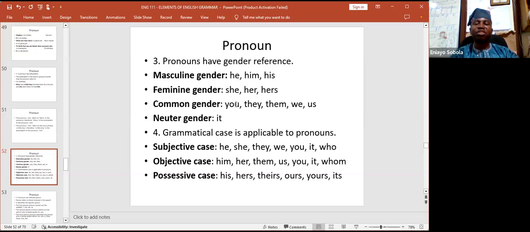Common gender refers to the gender that belongs to both male and female. It can either be male or female. For example, you can be male or female. They can be male or female. Them, we, us can be male or female.